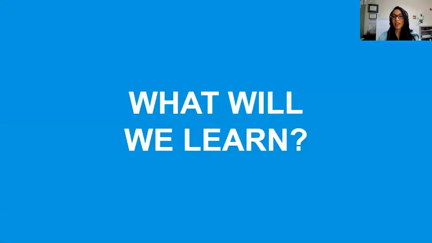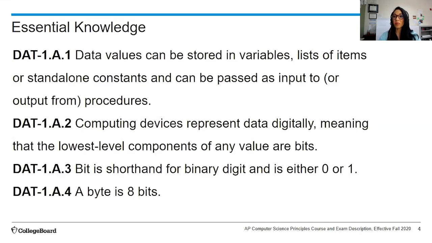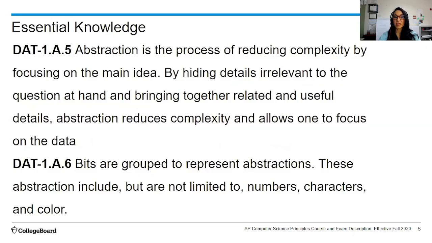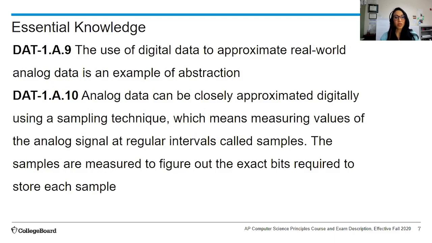So let's see what we're going to look at. Today we're going to talk about how digital data can be represented using binary. We're going to talk about what binary numbers are and how binary helps us create abstractions. We'll look at what analog data is and how we use that to create digital data.